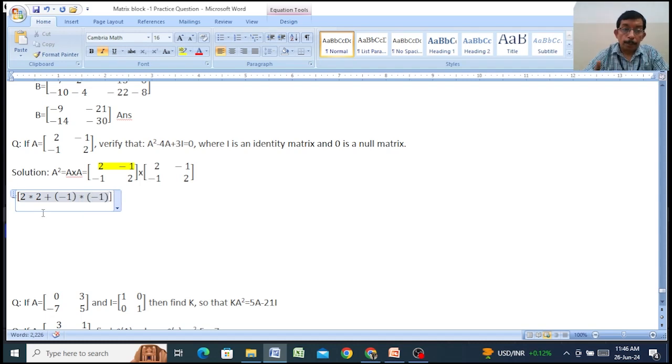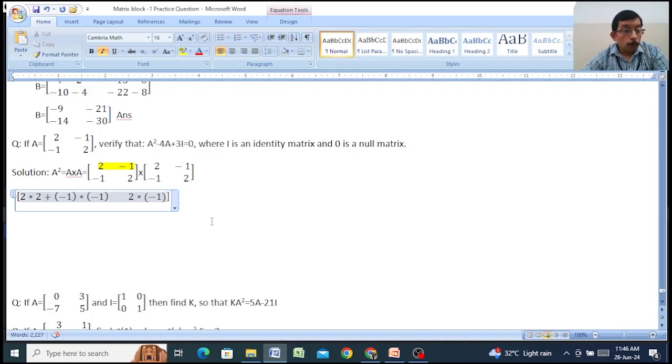The first row first column element multiplication is complete. Now we come to the first row second column multiplication. The first row first element is 2. The second column first element is -1. Then 2 multiplied by -1. After the completion of the first row first column multiplication, we come to the second column element.